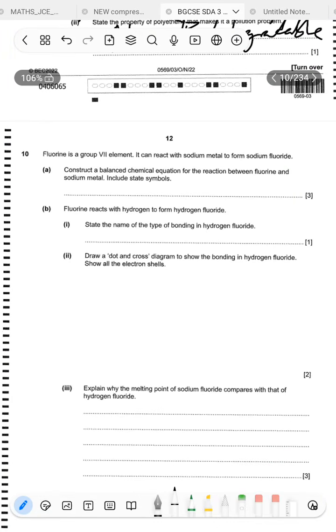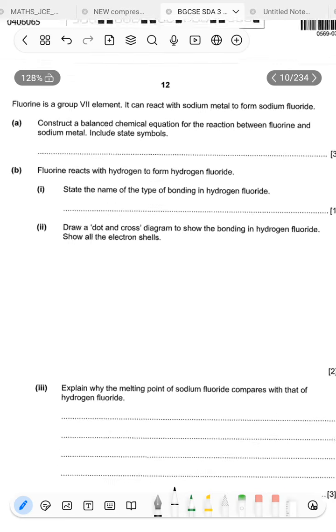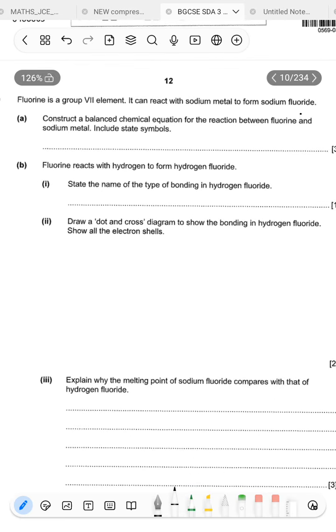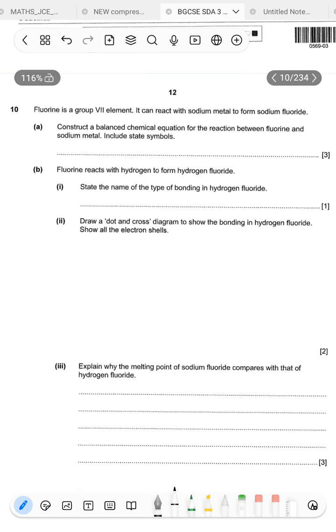Okay, 10 says fluorine is a group 7 element. It can react with sodium metal to form sodium fluoride. Construct a balanced chemical equation for the reaction between fluorine and sodium metal. Remember the checkpoints for our chemical equations. 1 is the correct chemical symbols. 2 is going to be what? It's going to be the state symbols, and then lastly the balancing. Okay, so let's quickly do that.